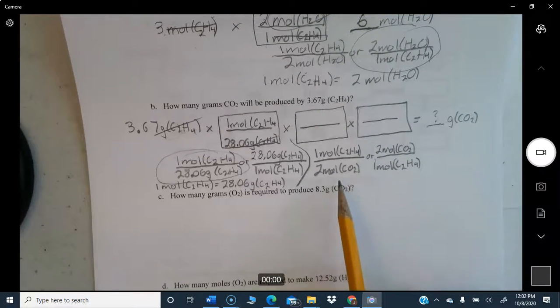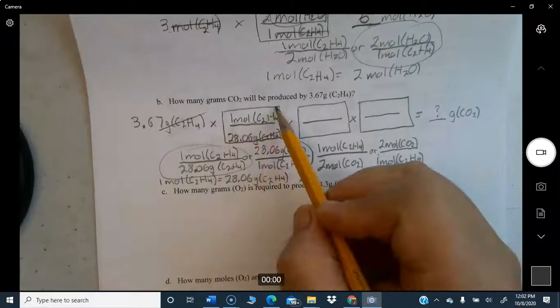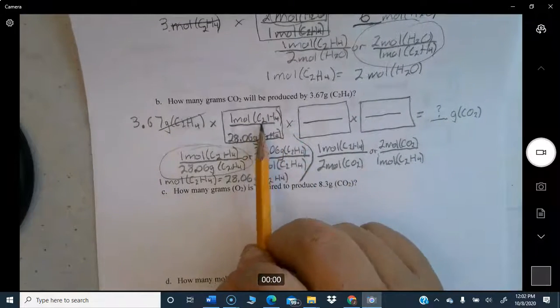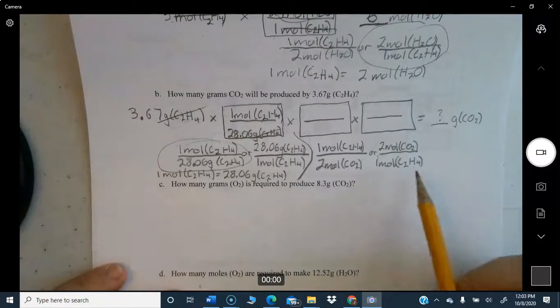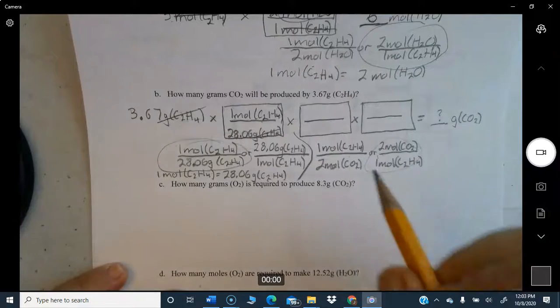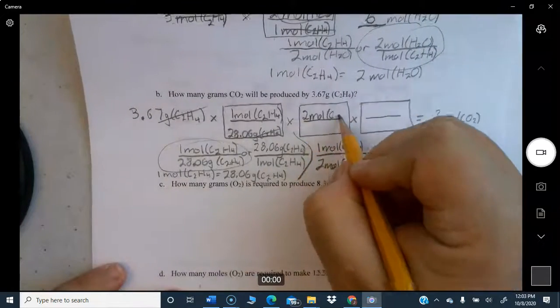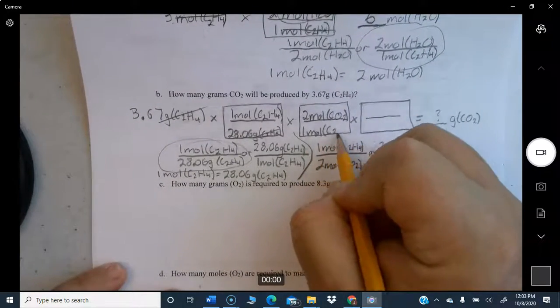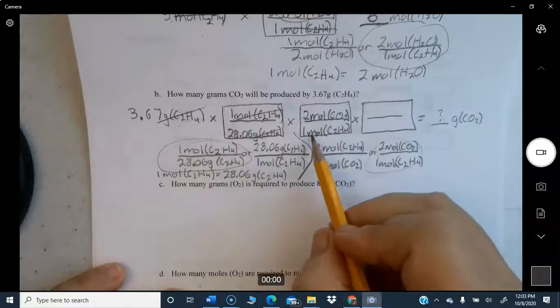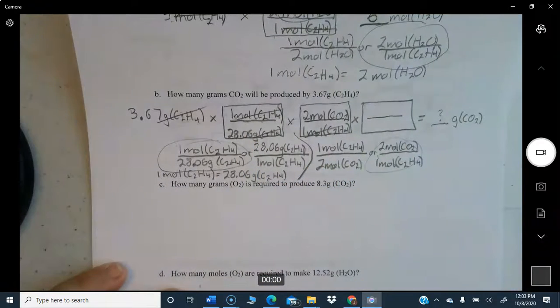Okay, which one of those there? You need to get moles of C2H4 here to cancel out because it doesn't appear in the final answer. So that means it has to be on the bottom, so you're going to use this one. Moles of C2H4 cancels with moles of C2H4.